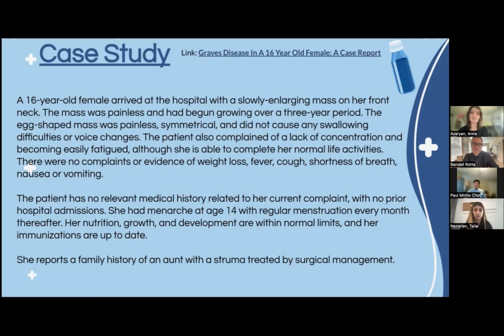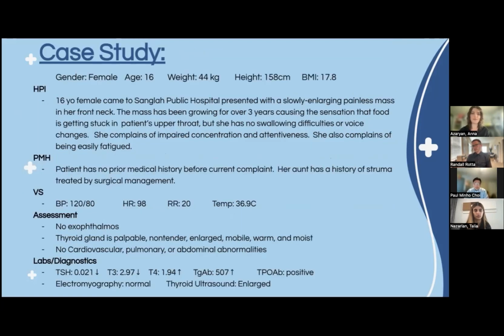She had menarche at age 14 with regular menstruation every month thereafter. Her nutrition, growth, and development are within normal limits, and her immunizations are up to date. She does report a family history of an aunt with a struma treated by surgical management. So her assessment is as follows.